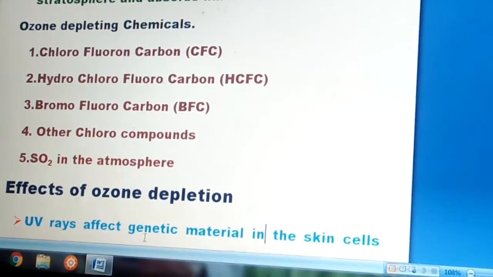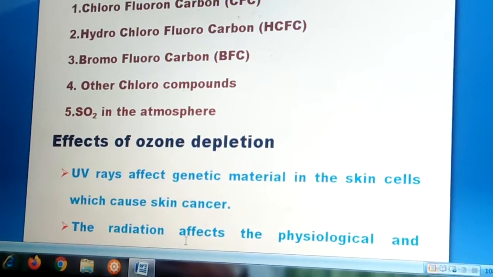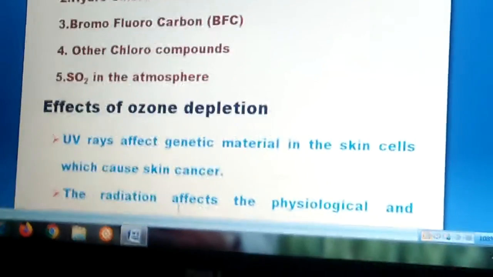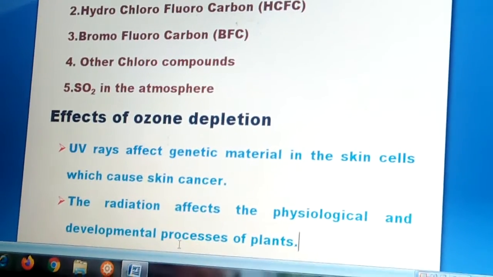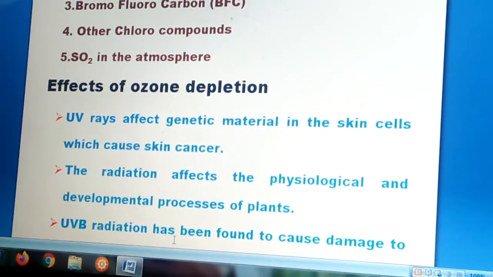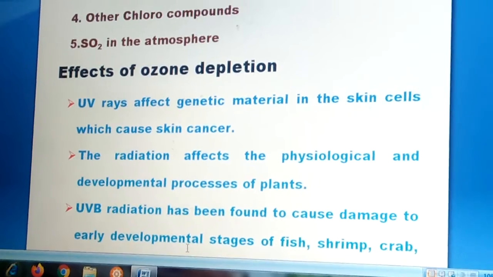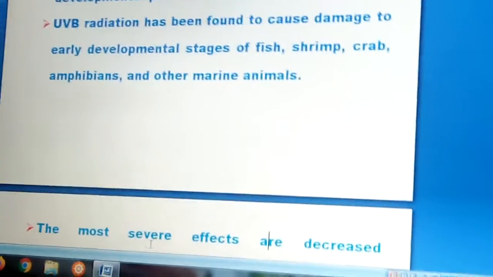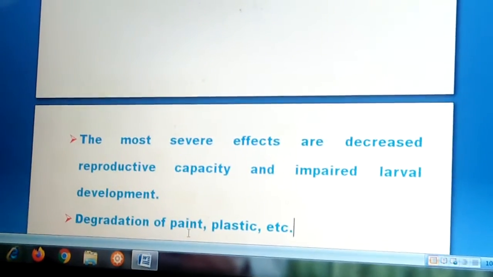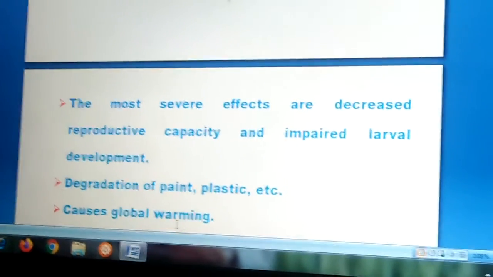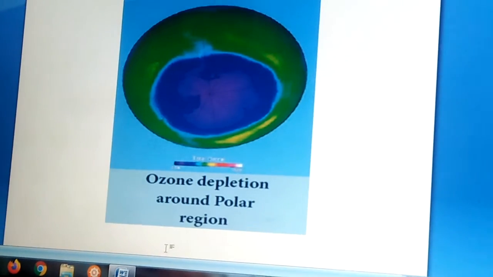Now what are the effects of ozone depletion? What will happen if the ozone layer is depleted? You know very well that the harmful ultraviolet radiation coming from the sun will directly reach the Earth's surface. It will affect the genetic material in the skin cells, which causes skin cancer. The radiation affects the physiological and developmental processes of plants. UVB radiation has been found to cause damage to early developmental stages of fish, crab, etc. The most severe effects are decreased reproductive capacity and impaired larval development. Then degradation of paint, plastics, etc. It also causes global warming and damages DNA. These are some of the main effects of ozone depletion.